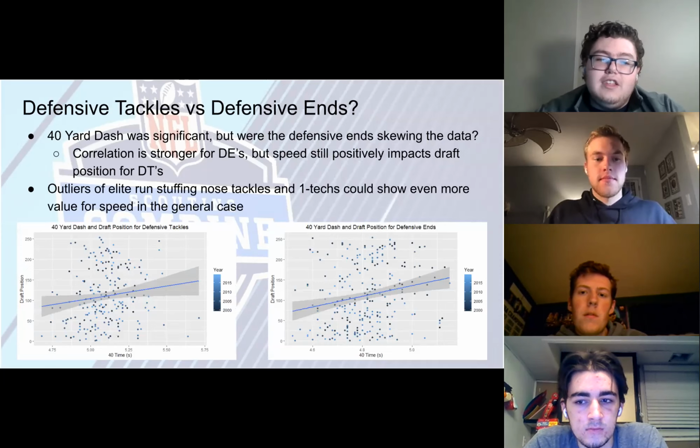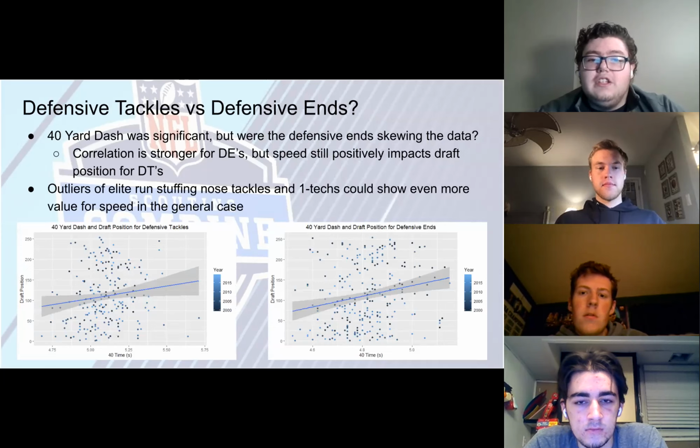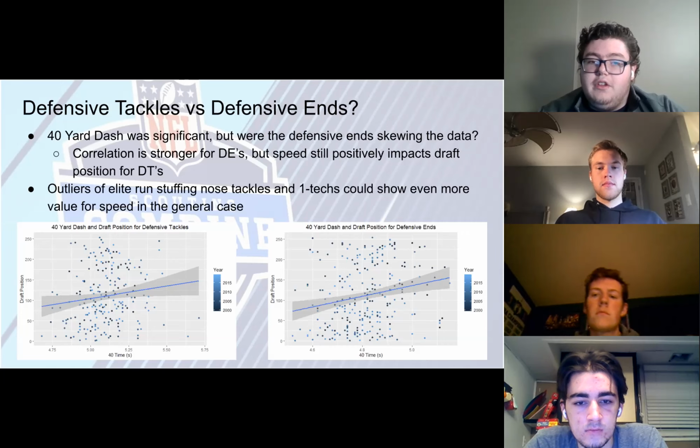And we can see in the bottom right corner of the defensive tackle graph, some of these elite run stuffing nose tackles and one techniques, they tend to have these slower times, but they are still drafted higher. So there might even be more correlation with the speed in the general case when you're not talking about these elite run stuffers.